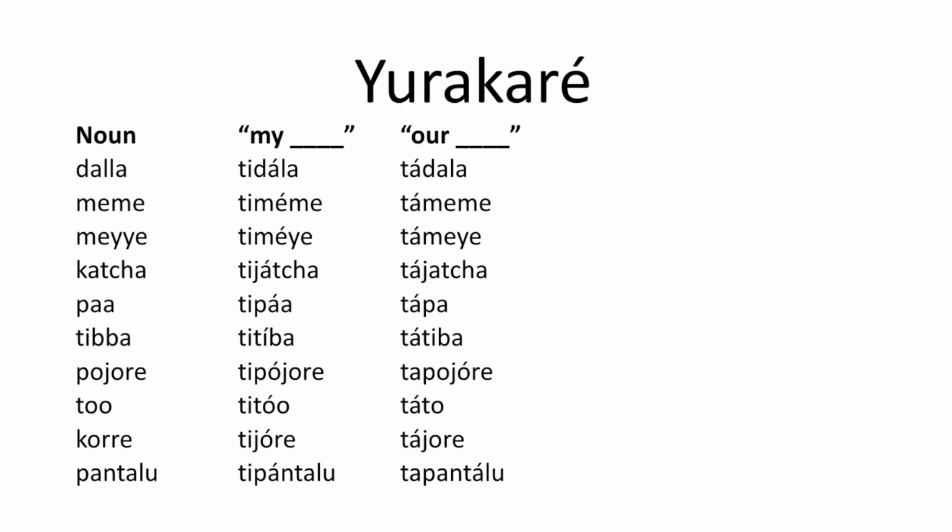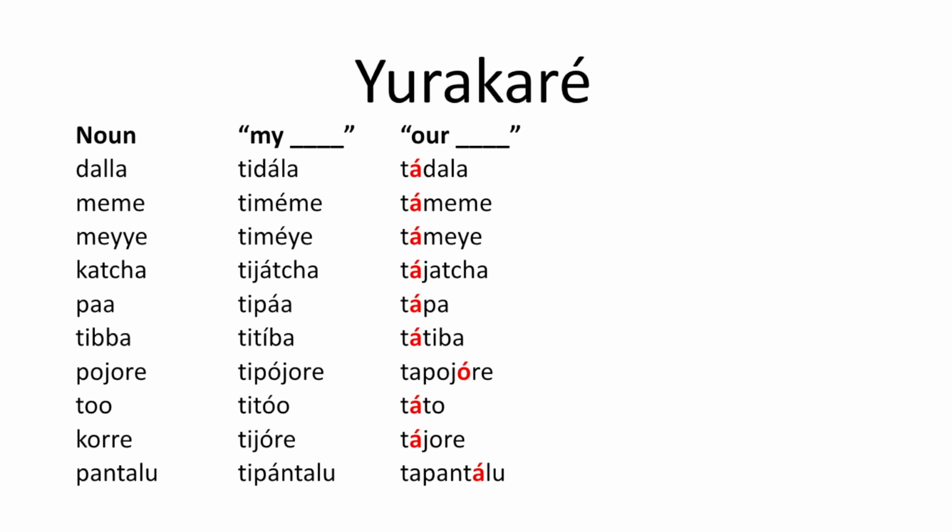First of all, let's look at this ta. So you notice that the word accent, which is what that acute accent indicates, is pretty much always on the ta in those words. Tadala, tameme, tameye, tahacha, etc. There are two exceptions though, these two near the bottom, tapochore and tapantalu, where instead the accent goes on the third syllable of the word. So is there a reason why that should happen?